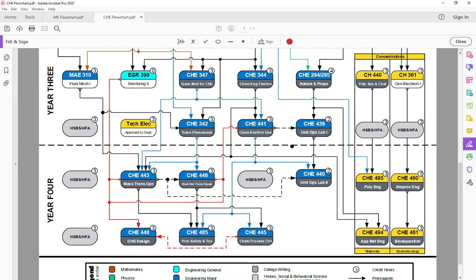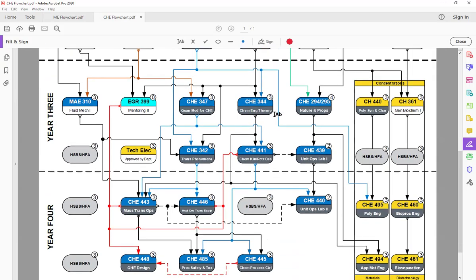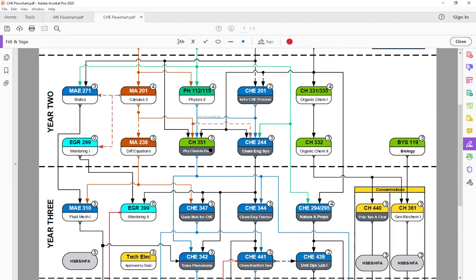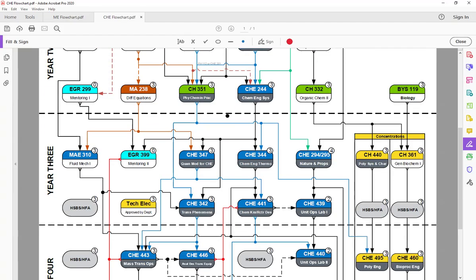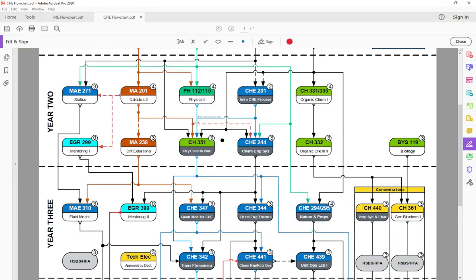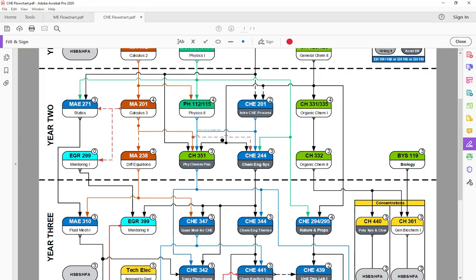You may also have noticed that some of these chemical engineering courses have dark gray on their lower half. Several majors have courses that look like this. These are semester-specific courses. For example, CHE 201, Intro to Chemical Engineering Processes, can only be taken in fall semesters. You'll see that it's in the fall row of year 2. These two courses can only be taken in spring semesters, and these only in fall, and these only in spring. So when you're planning between semesters, it's important to keep that in mind so that you can plan ahead effectively.